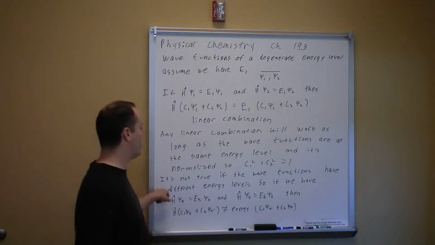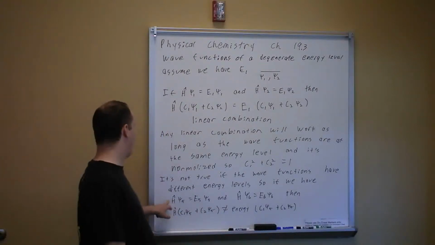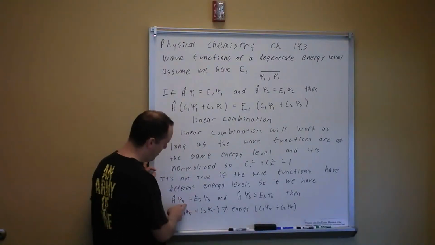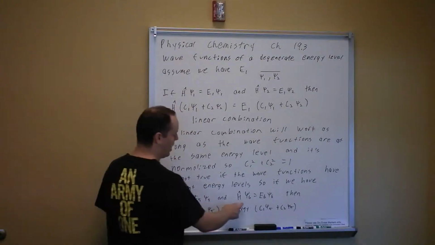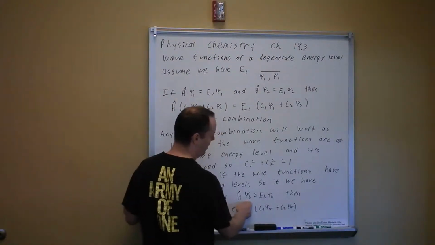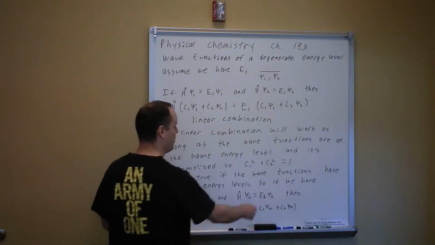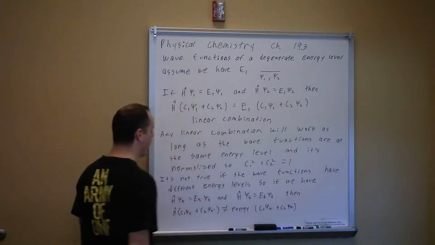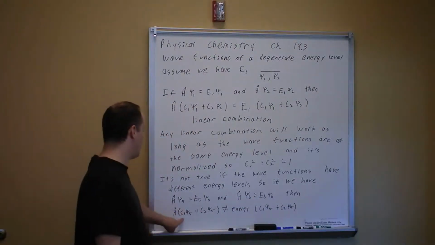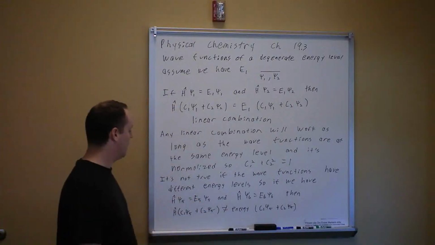Now, it's not true if you have wave functions that are at different energy levels. So let's say we have the Hamiltonian of psi 5 equal to energy level E5 times psi 5, and the Hamiltonian of psi 6 is equal to energy level E6 times psi 6. Well, we have two different energy levels here, E5 and E6. So if you try doing this linear combination here, you're not going to get the energy.